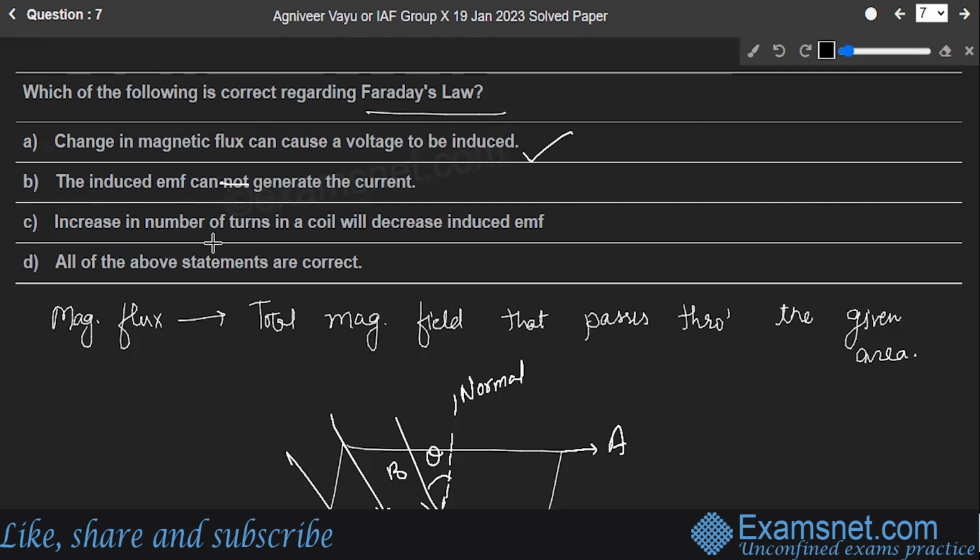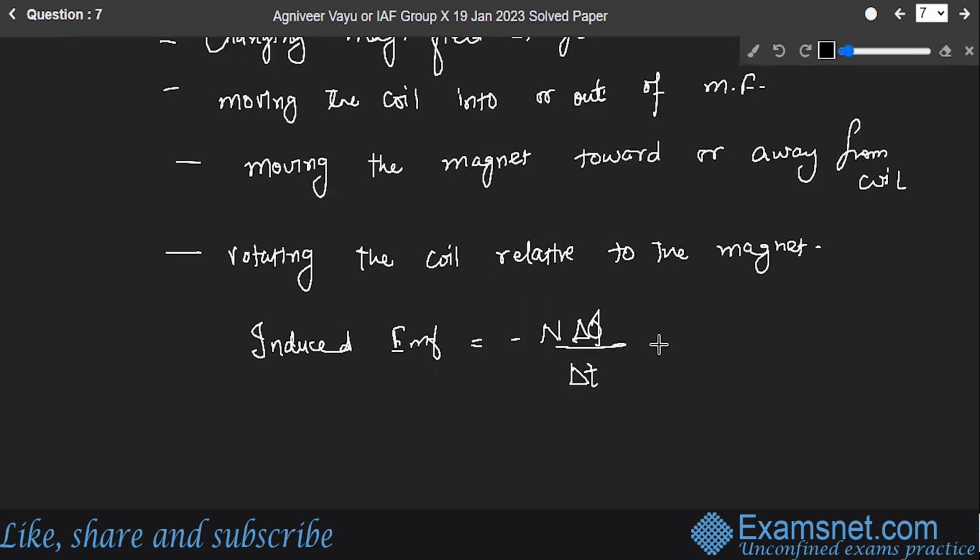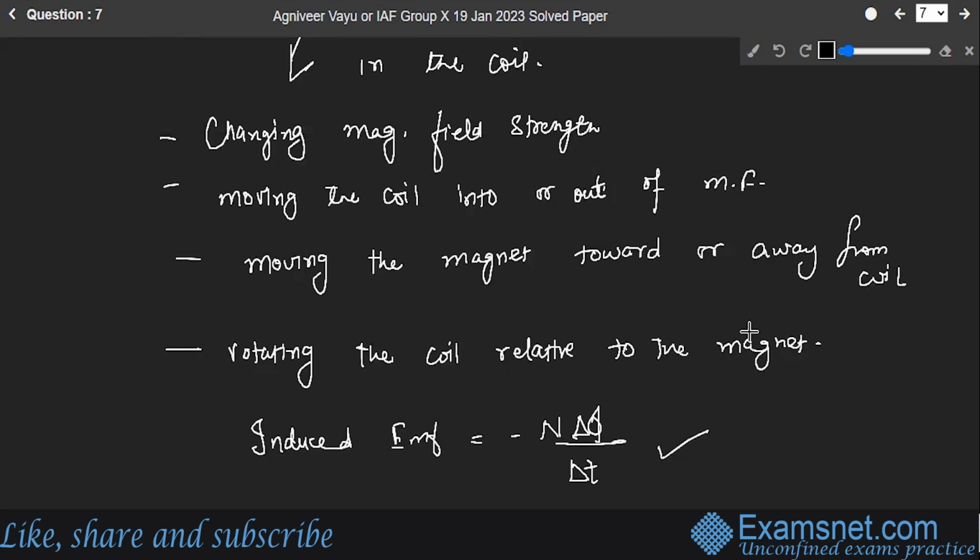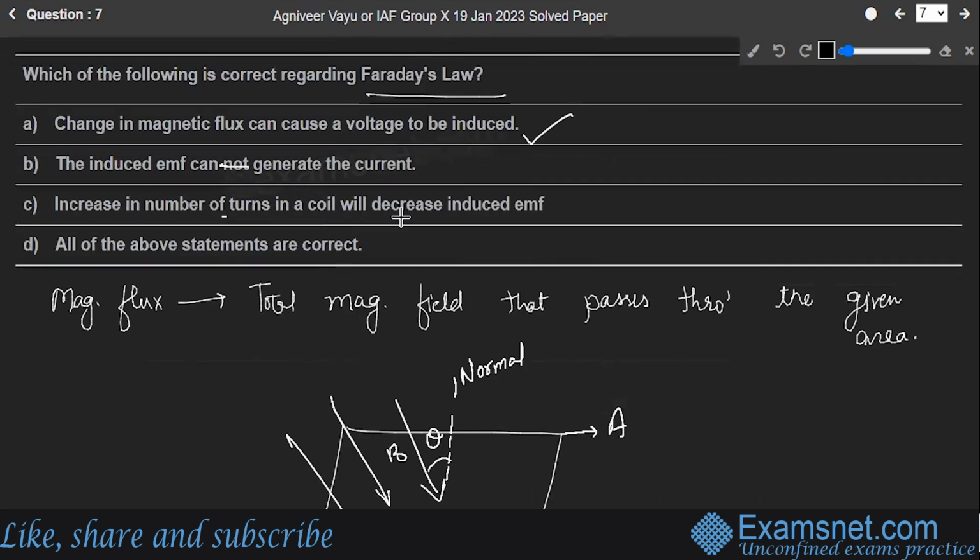The next one, increase in number of turns in a coil will decrease induced EMF. See, the magnitude of EMF we just talked about is calculated by this formula, right? So increase in number of turns N will increase the magnitude of the induced EMF. That means the third option is also wrong. Next, all of the above statements, obviously no, because the second and third are the wrong ones, which makes option A the correct answer.